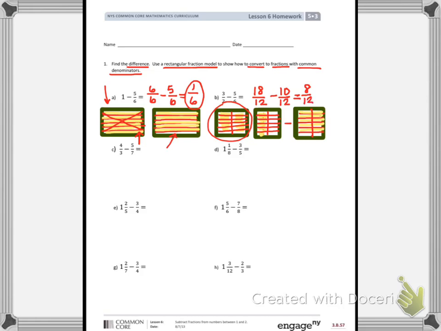If you would like to simplify it and bring it down, we can look at what can go into 8 and 12, and 4 can go into both. So if we reduce it even more, it could go down to 2/3.